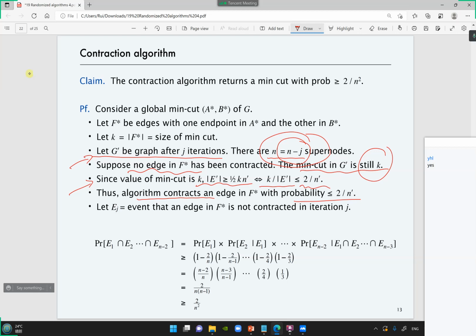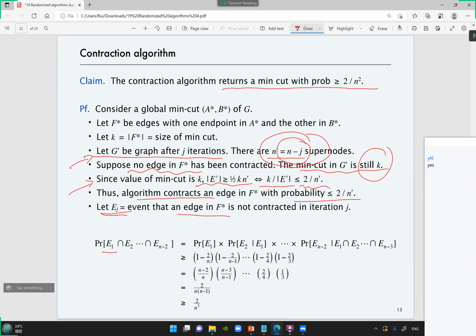And so now let's let EJ be the event that we do not contract a min-cut edge. So EJ is a good thing, because we don't want to contract a min-cut edge. Then, our probability that in the end we actually get a min-cut. How do you actually get a min-cut in the end? Well, what has to happen is that in every iteration, you do not contract a min-cut edge. So you need to have E1.